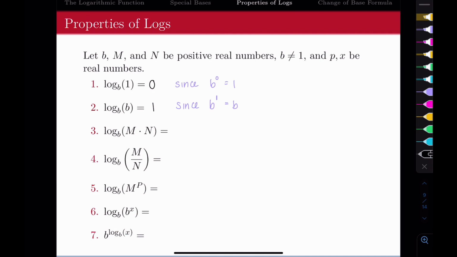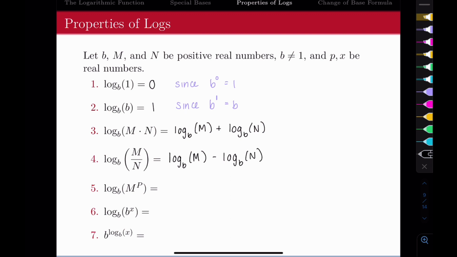When I deal with multiplication inside a logarithm, remember our exponent rule was when we multiplied stuff with the same base, we added the exponents. It's the same kind of rule here. It's going to split as addition. Okay. So when we have multiplication, it splits for logarithms through addition. And then in the same way, if we have division, it's going to split to subtraction. So I'm going to get log of the numerator minus log of the denominator.